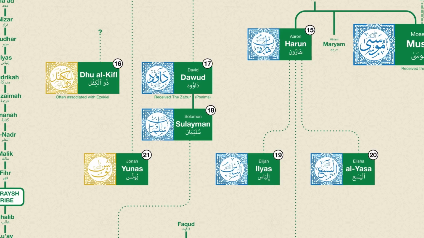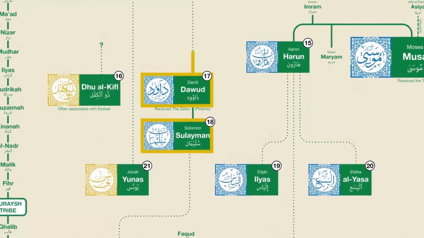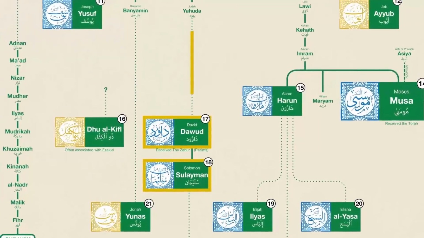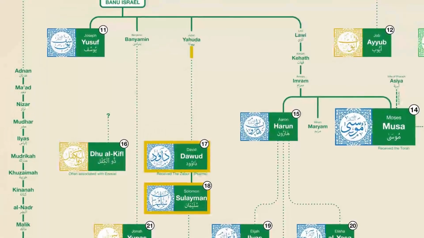Next on the list are the only two individuals who, at the same time as being prophets, also held the title of king: Dawood and Suleiman. In English, David and Solomon. This father and son pair descend from a son of Yaqub named Yehuda, or Judah, whereas Musa and Harun come from a son named Lawi, or Levi.